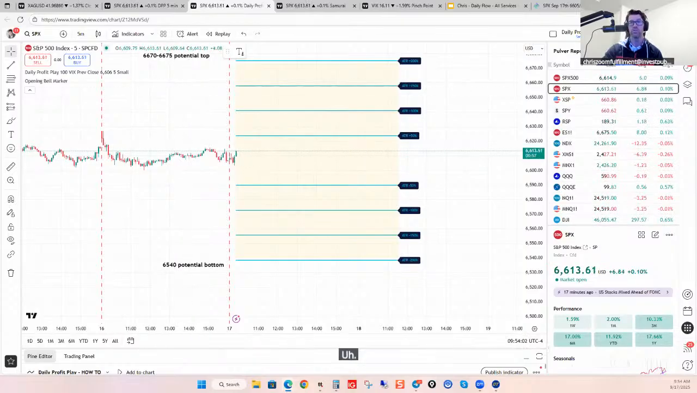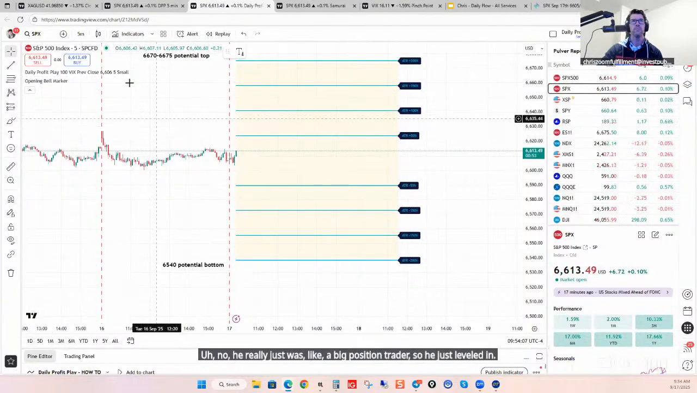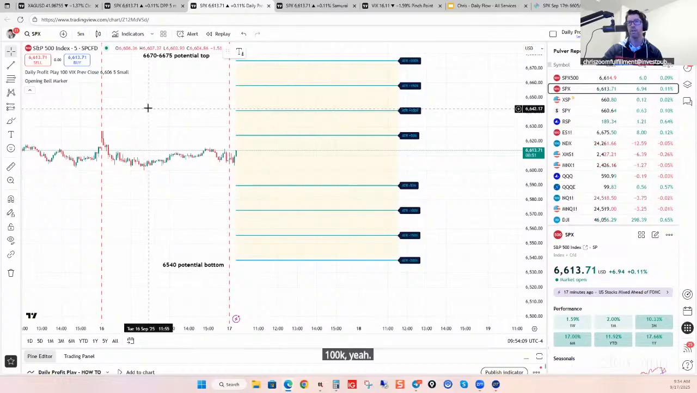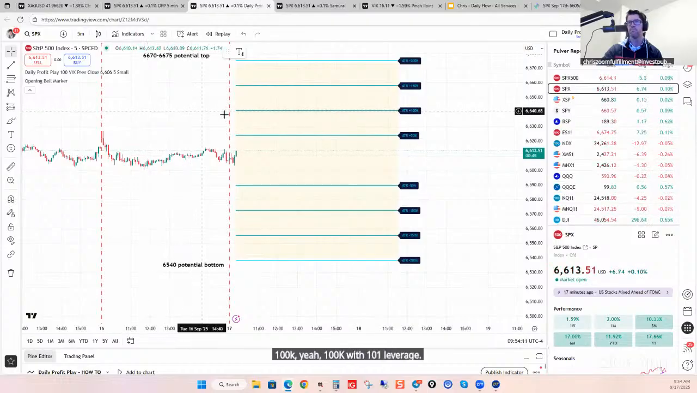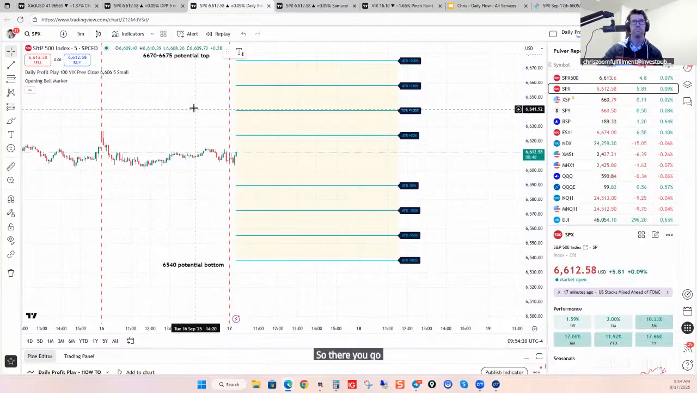No, he really just was like a big position trader. So he just leveled in. 100K, yeah, 100K with 100 to 1 leverage. So he was in for, I don't know, I think he was in for like 10 lots, and the euro dollar at that time moved like 1,000 pips. So there you go.